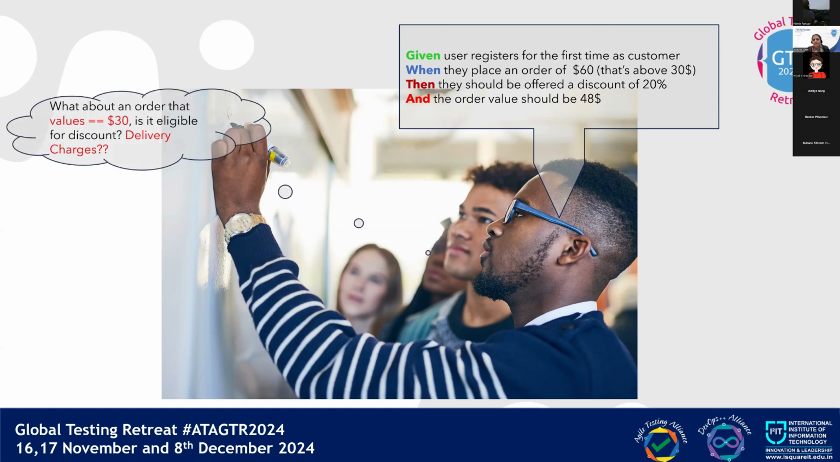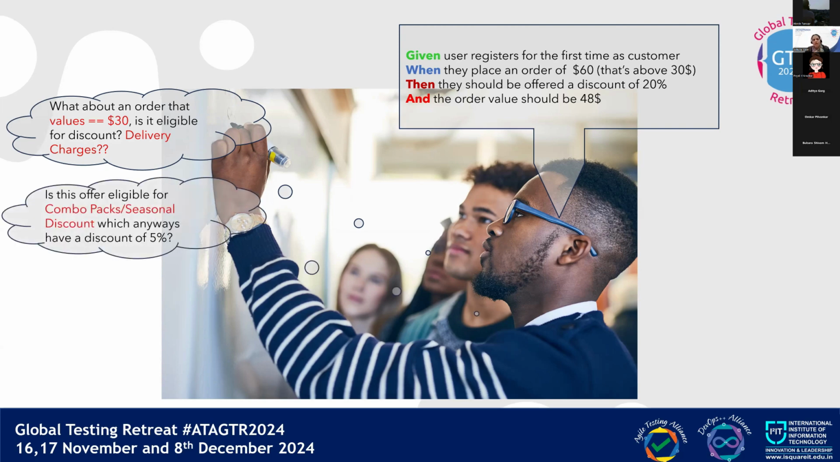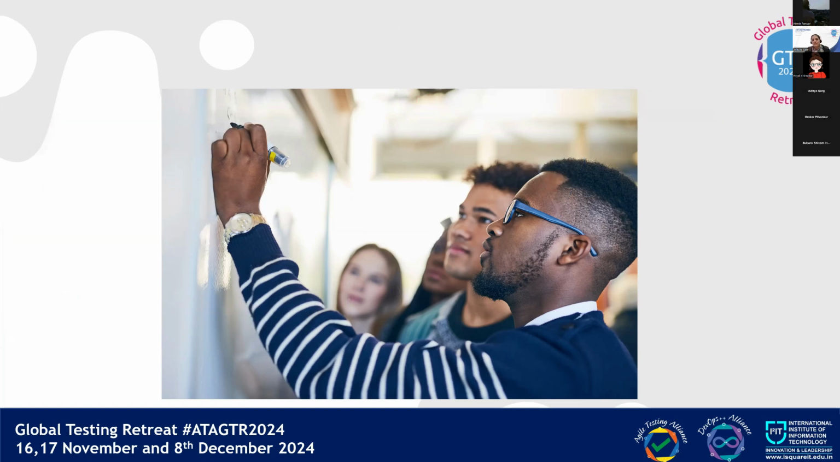Devin and Tessie start thinking, and all their energies are now towards the behavioral aspect of the story rather than the implementation part. So they ask, will you give the discount for the exact order value of $30 also? Should it be given? And what about the delivery charges? Will that be considered while giving the discount? And so on, one by one, things start emerging. That's exactly the beauty of this discussion.